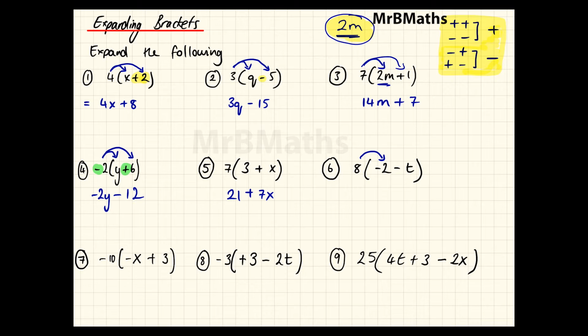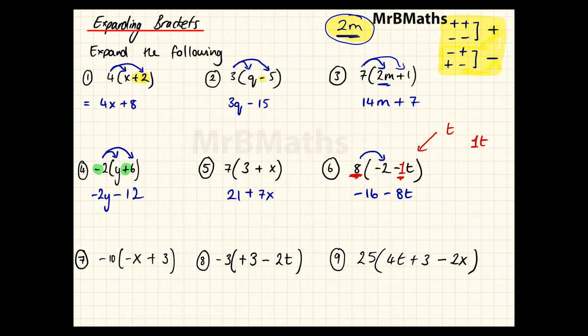So 8 times minus 2 will give you minus 16, and then 8 times minus t will give you minus 8t. Now the reason it gives you minus 8t is because, a bit like the plus signs, when you have a t by itself, okay, that is one lot of t. So technically speaking, that's 1t. So what you could do, again, if it helps you, is write 1 there. And as you can see, it's 8 times 1, okay, which gives you 8.